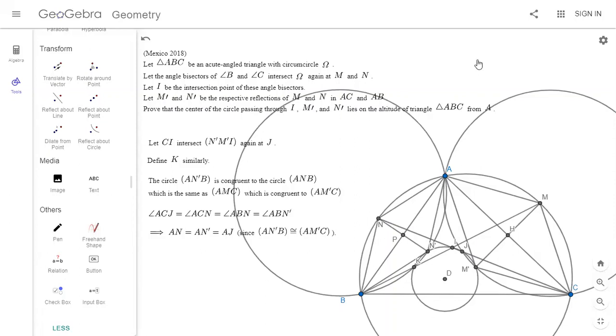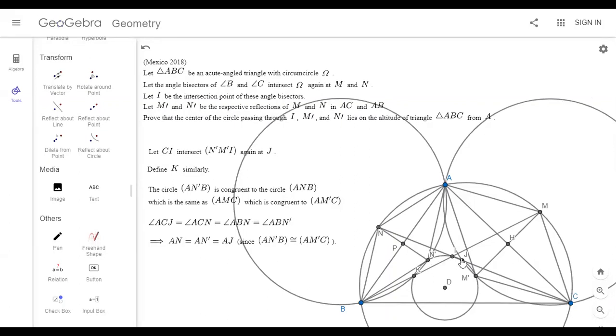Someone help me out here with the ending and prove that I... So I define J to be on the circle. Then we want to show AJM'C is cyclic. Okay, and once we know those are cyclic, I forget how we finish it from there though.